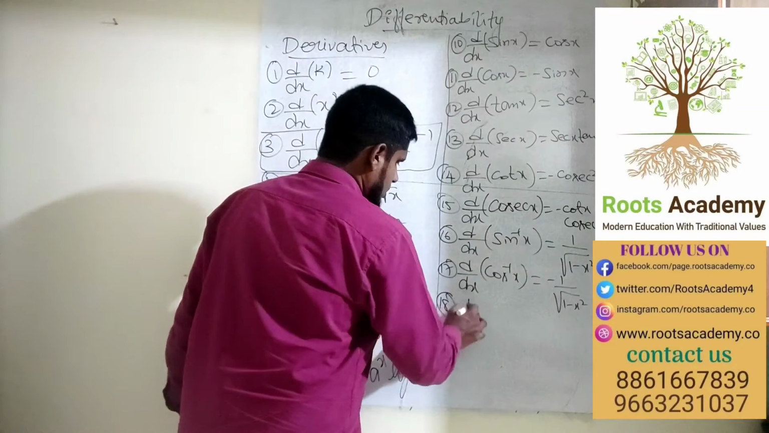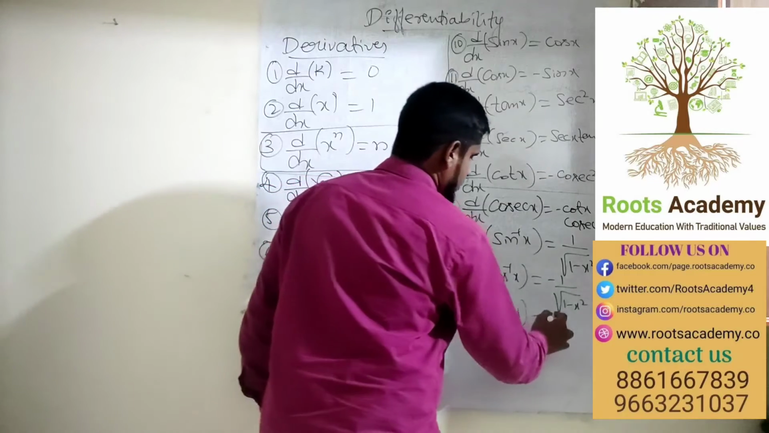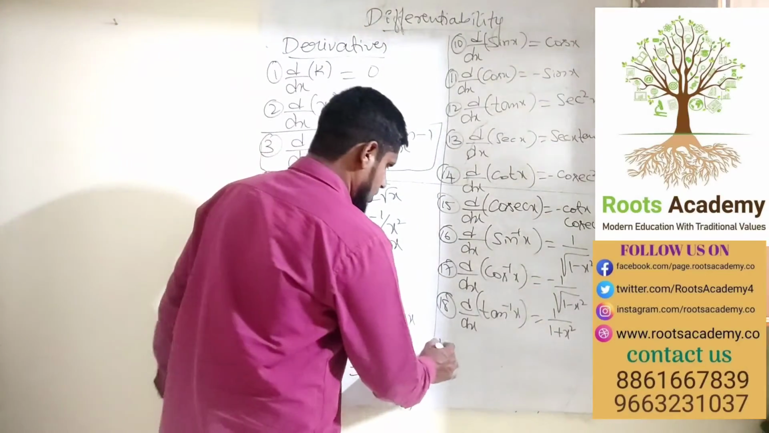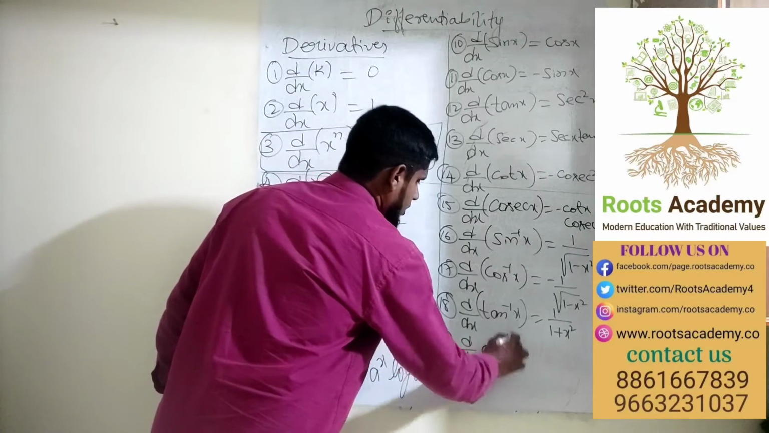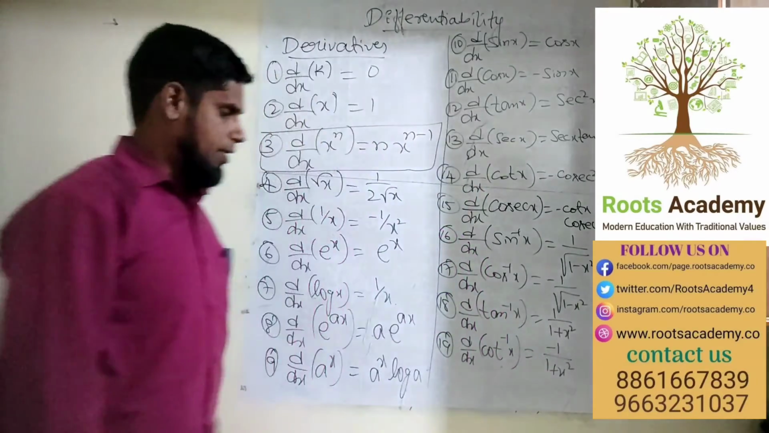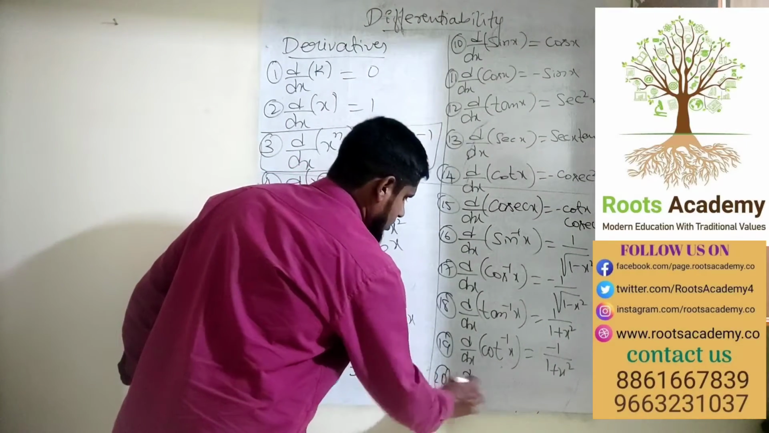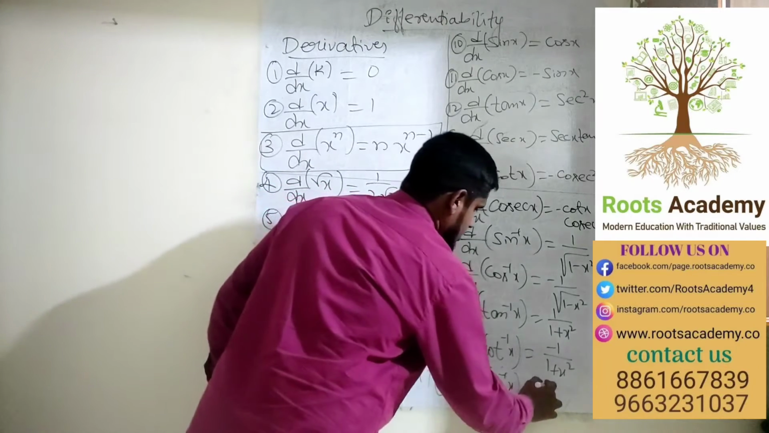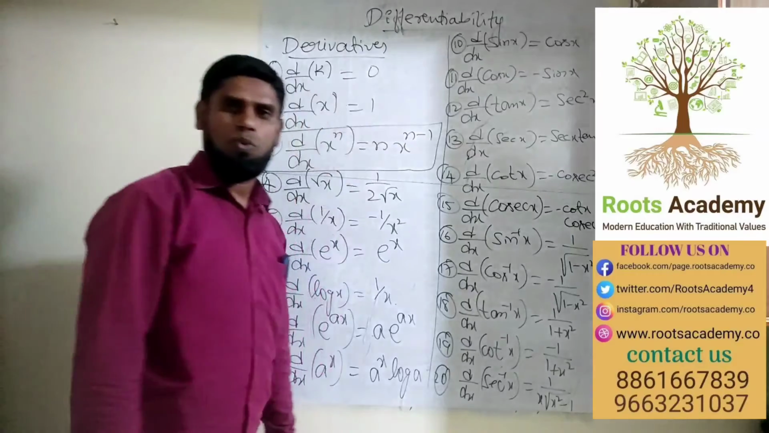The next is d by dx of tan inverse x. Its derivative is 1 divided by 1 plus x square. And the next is d by dx of cot inverse x is equal to minus 1 by 1 plus x square. And the next is d by dx of secant inverse x, that is equal to 1 divided by x into root of x square minus 1.